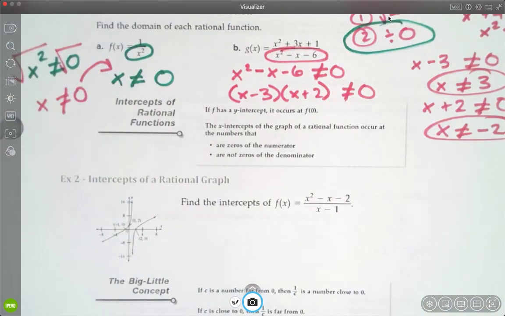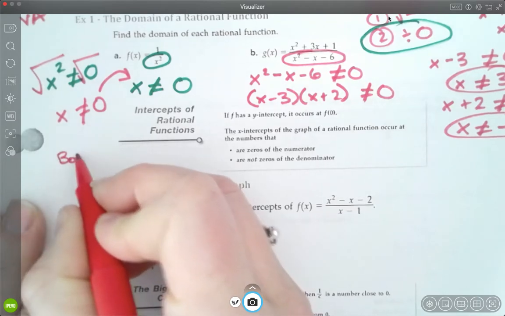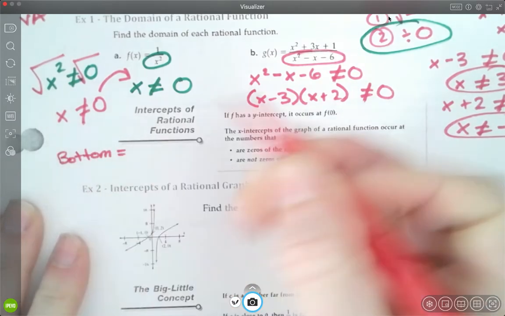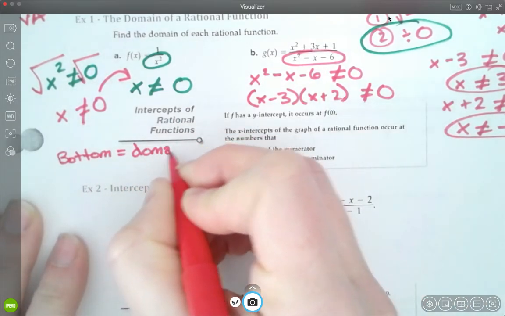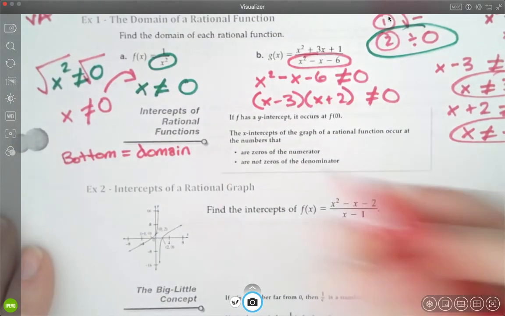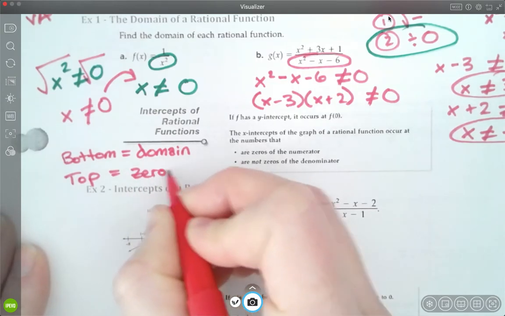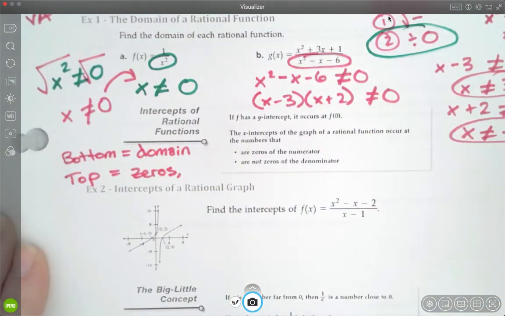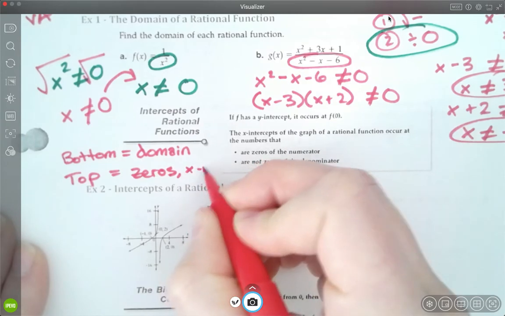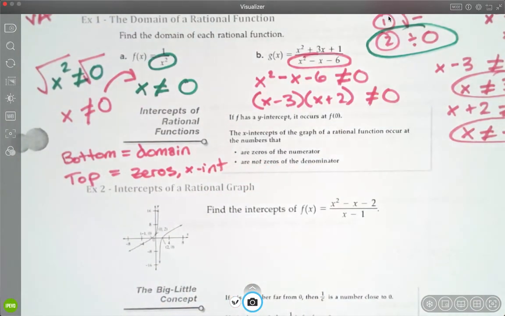Okay, now I said that we have not dealt with the top until this point, right? Now is the point where we deal with the top, okay? So the bottom, I'll write a little key code in here. The bottom tells me the domain, like what can I and can I not plug in. The top is going to tell me the zeros. What's another name for 0? X-intercepts. Those are going to tell me where my x-intercepts are located, okay? So the bottom tells me my domain, the top tells me where my intercepts are located, okay?